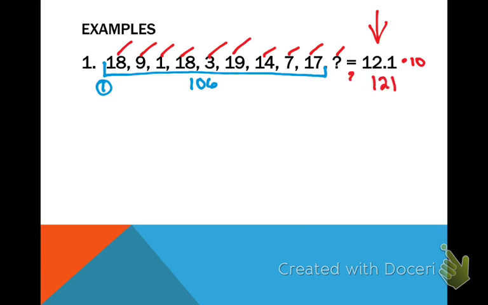So that's step 2. Now step 3 says I'm going to subtract. So I'm going to subtract the 121 minus 106, and I get out 15. So my missing number is 15. Okay, let's look at the next one.